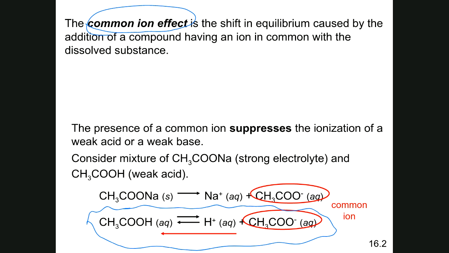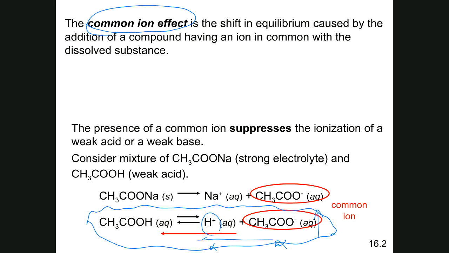What is a common ion? A common ion is a similar ion or species that you have in the equilibrium. So if you have either H plus or acetate ion, it can affect this equilibrium. This equilibrium can shift to the reactant side if you increase the concentration of the acetate ion, or if you increase the concentration of H plus. Either one of these goes up, then the equilibrium is going to shift to the reactant side.